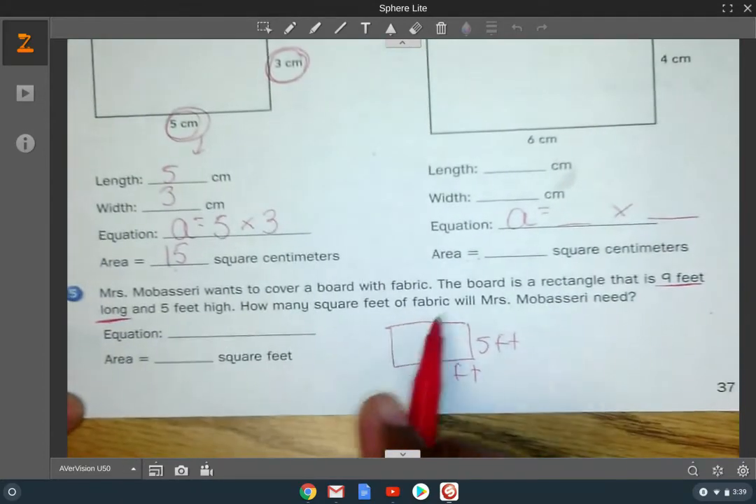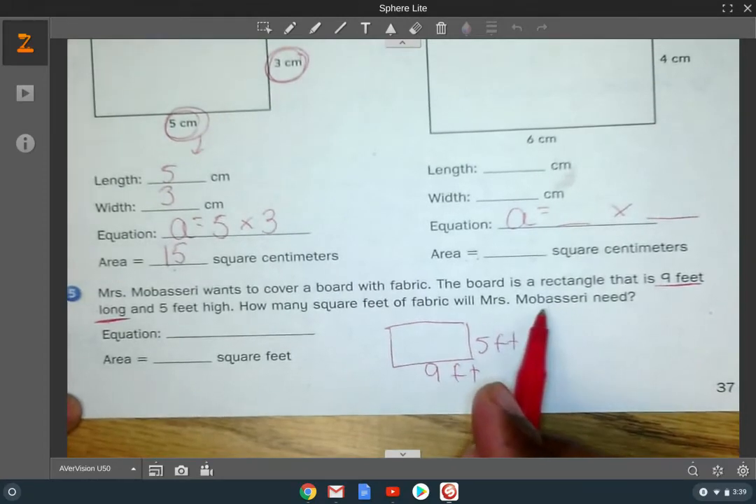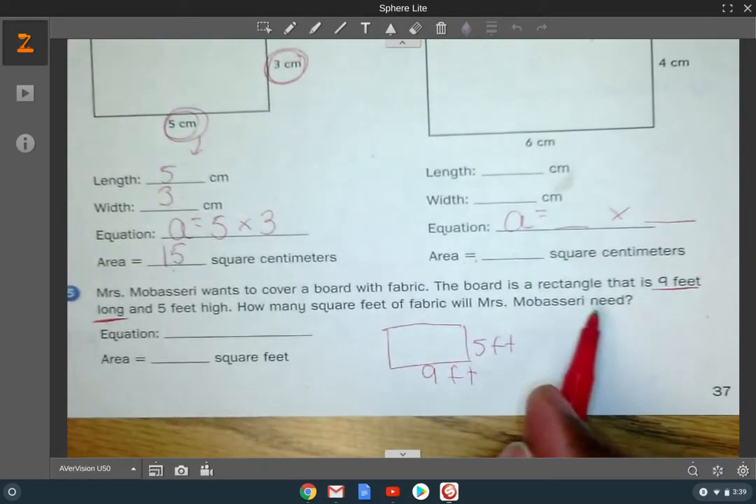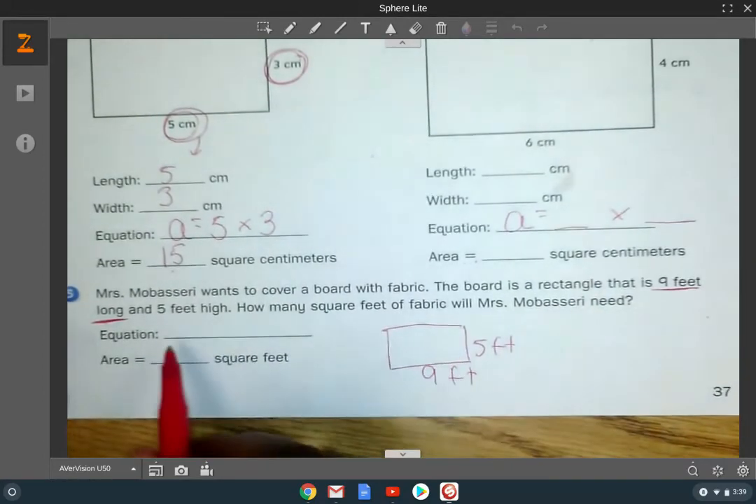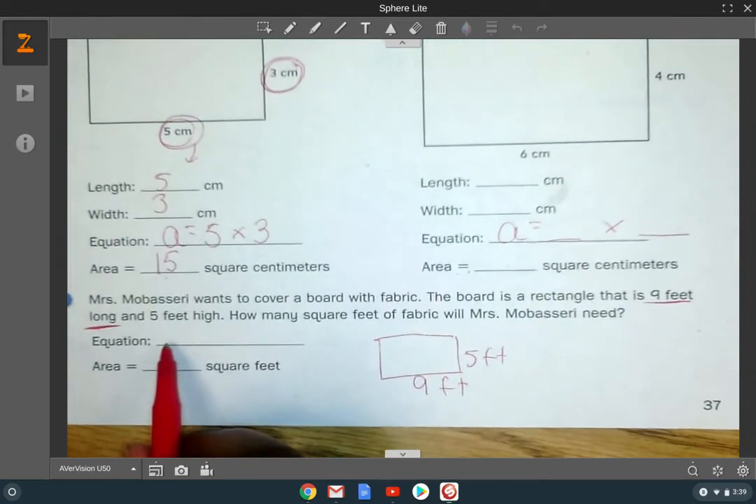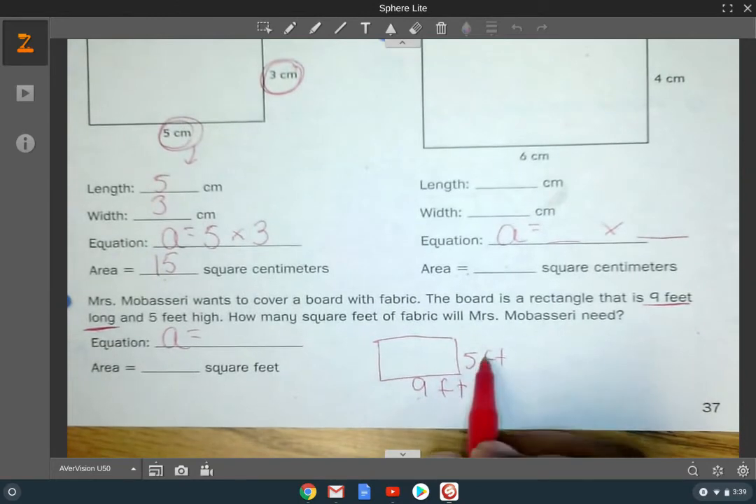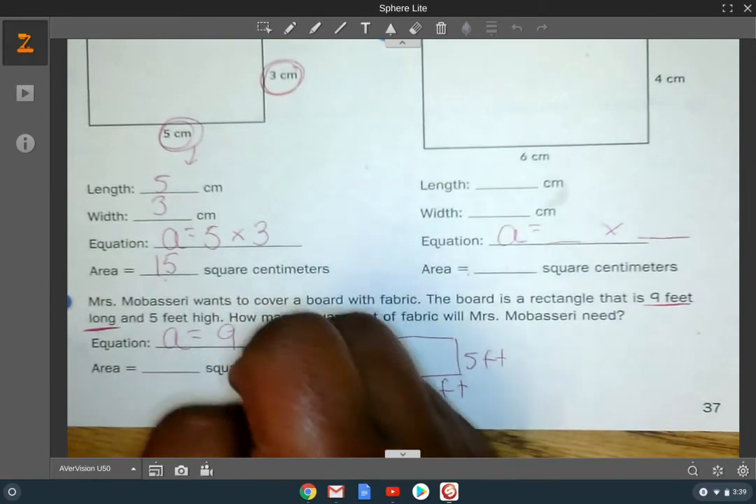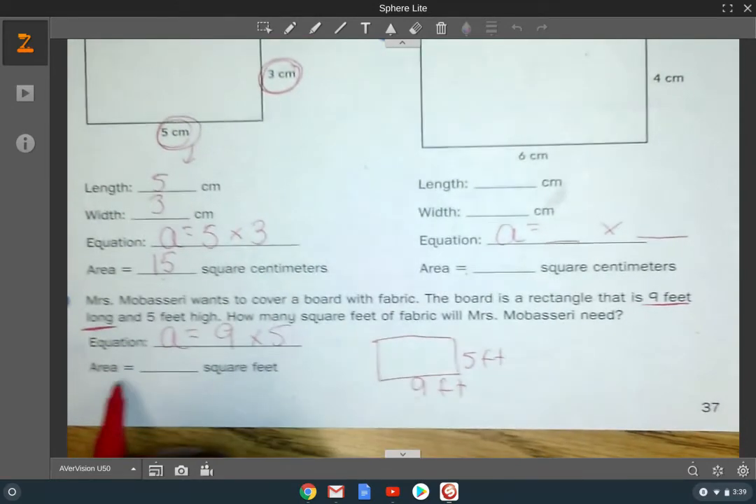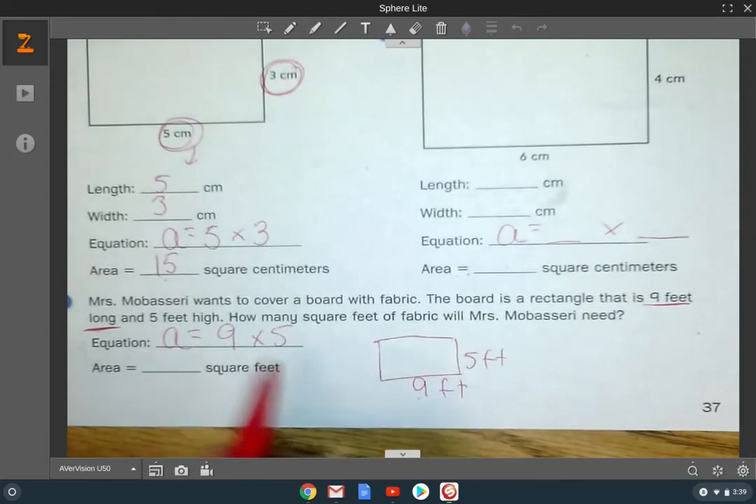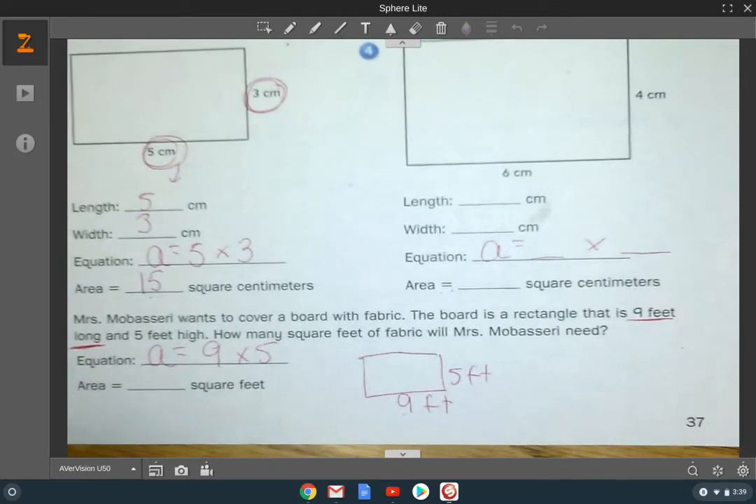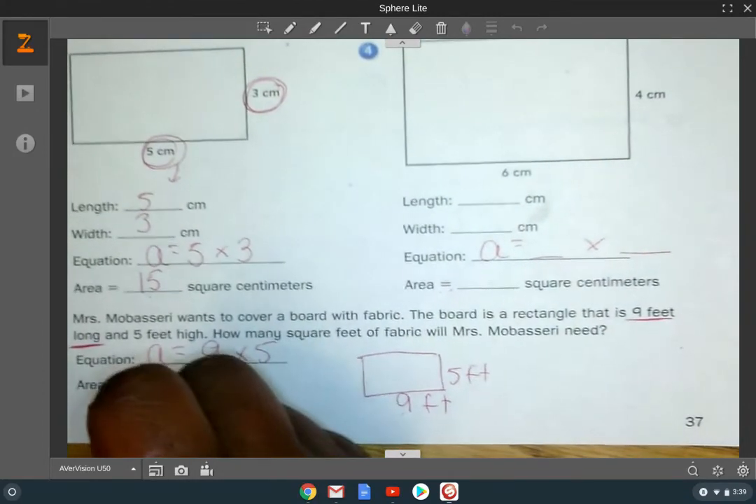How many square feet of fabric will Mrs. Mulberry need? What we are going to do, what's our equation? Yes, 9 times 5. And what is the area? We have to multiply 9 times 5 equals, yes, 45.